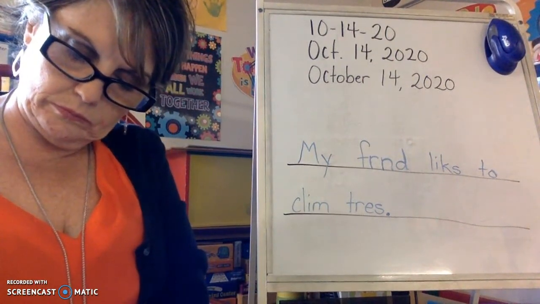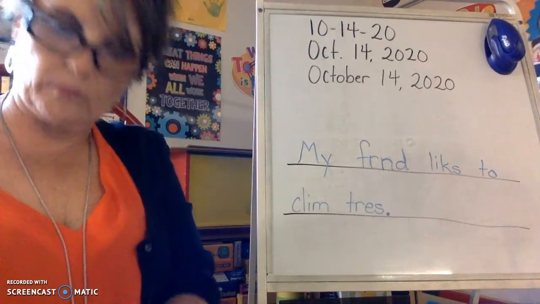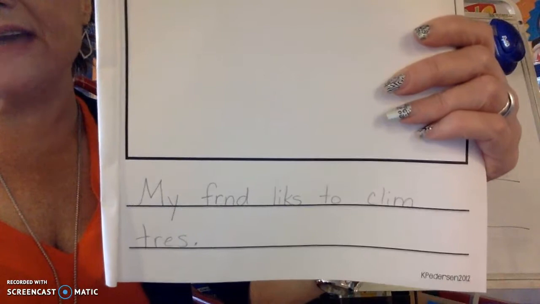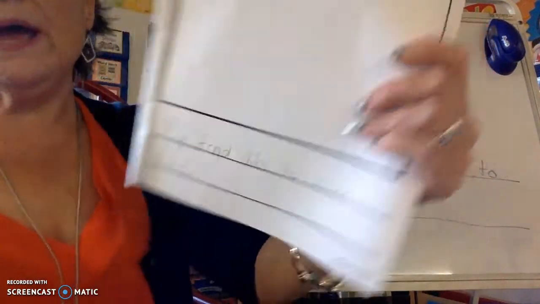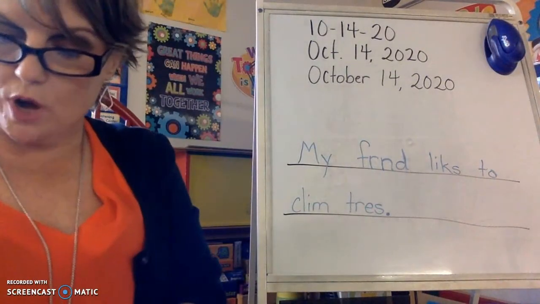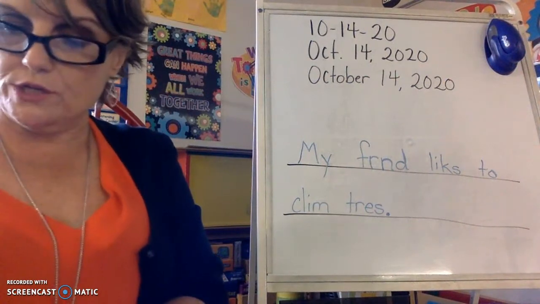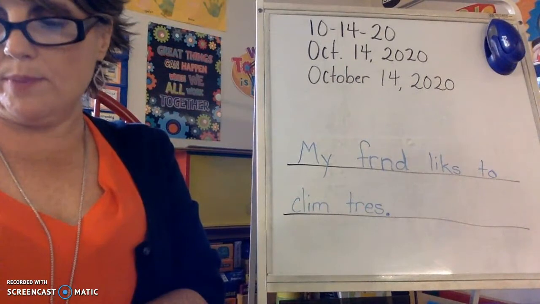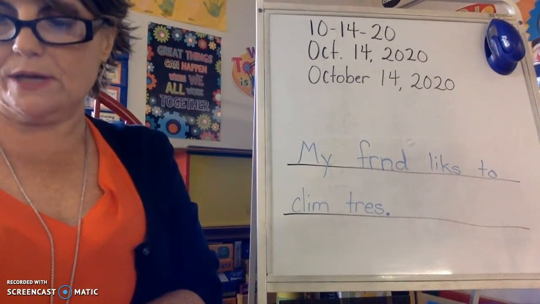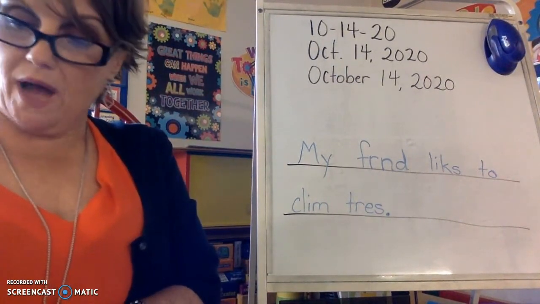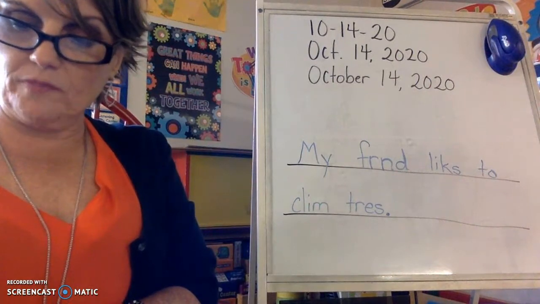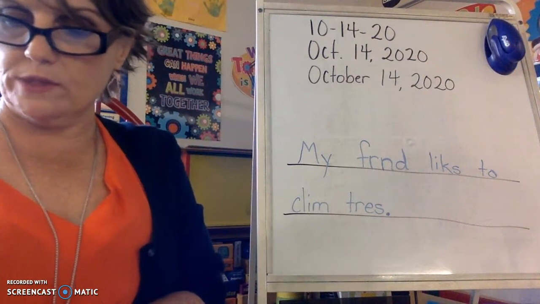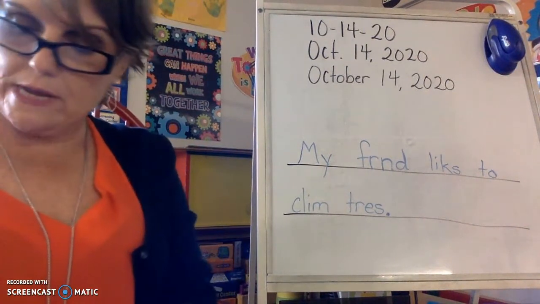Okay, I wrote with pencil like Mrs. Hensley asks you to do. Now Mrs. Hensley can draw her picture. What do you think my picture is going to be of? Probably my friend climbing a tree, right? Because that's what I wrote about. Okay, so she's going to be climbing a tree.